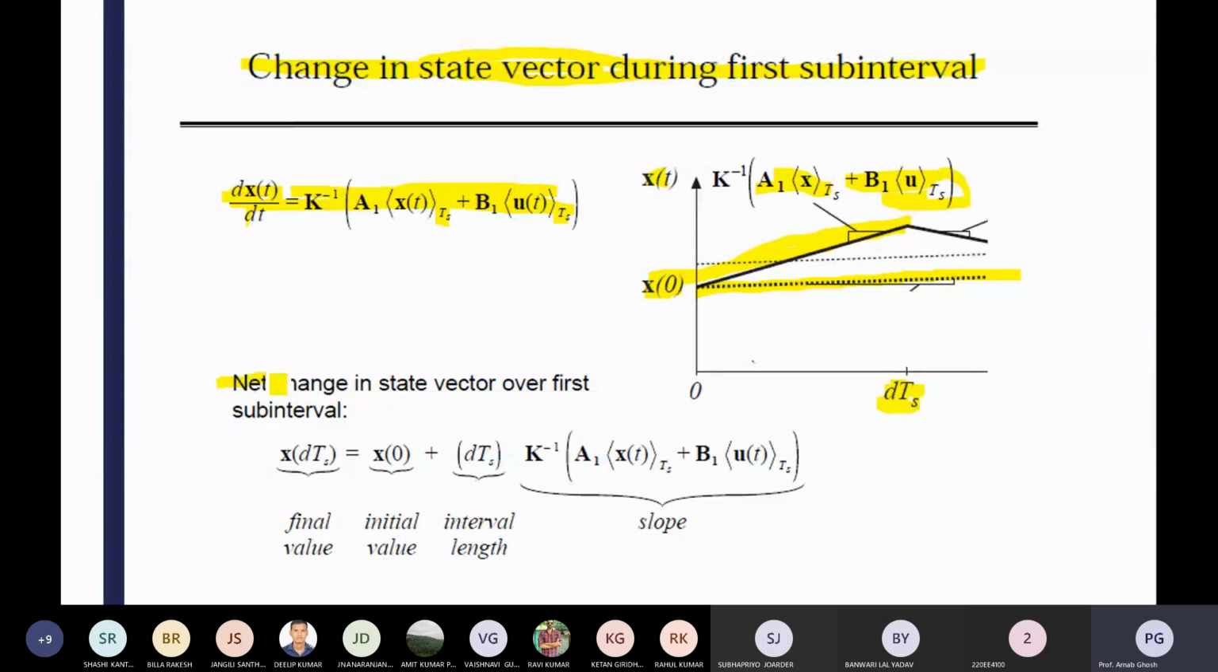So what you can write, the net change of the state vector over the first sub interval. It is x(dTs), the final value, equal to x0, your initial value, plus the time interval into slope. So that is y equal to mx plus c. So c is your x0. So m, what is your m? M is K inverse (A1 x(t) over the time period Ts plus B1 u(t) over the time period Ts). That is your slope, and m, this is your m, x is dTs.